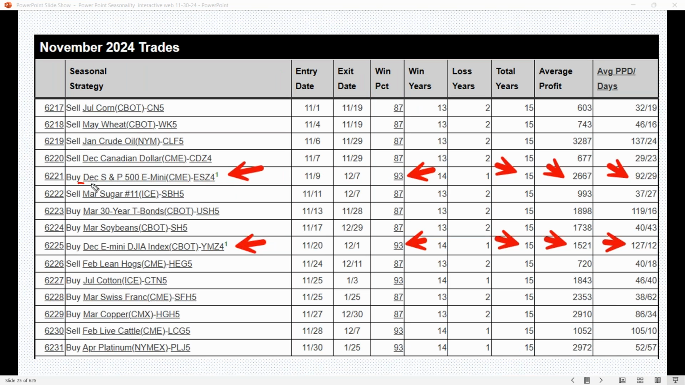I just highlighted a few that you're probably familiar with. Here's the S&P futures. You can use futures, you could use SPX, you could use SPY. Here's another really good one that you probably trade, the Dow futures. You could use the Diamond, things like that. This has been a really good one, a 93% win rate. The last 15 years, 14 out of 15 winners, one losing year, and then we can drill down and see all the specific years. You can see the average profit on this futures trade is $1,521, et cetera. Getting in around the 20th of November, out the 1st.